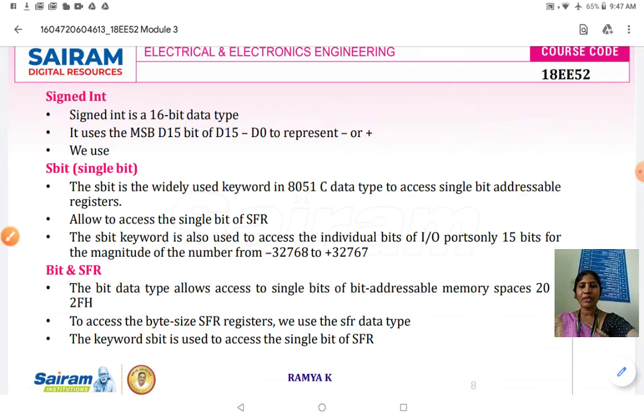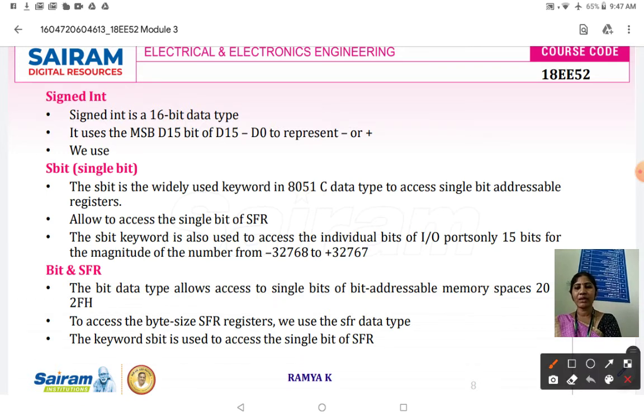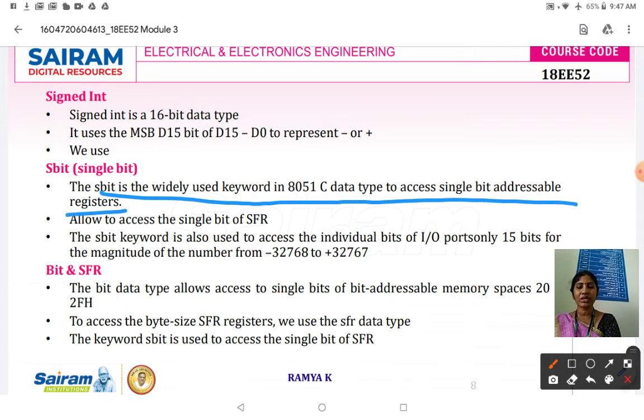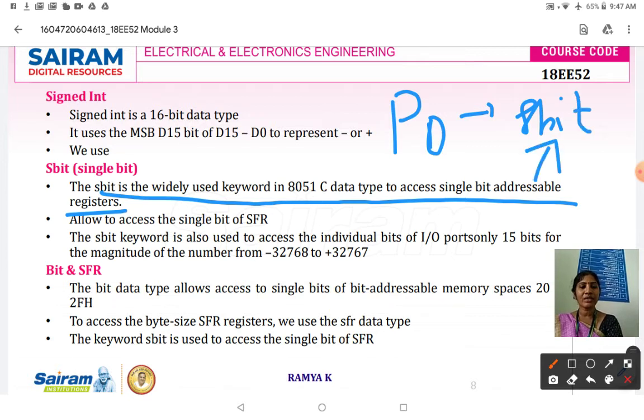Next is your sbit. Sbit is nothing but a single bit. This sbit is a widely used keyword in 8051 C data types to access single-bit addressable registers. For example, we know the ports P0, P1, P2, P3 are all 8-bit. If I want to access the first bit in port 0, that is P0.1, then I will be using this sbit data type.